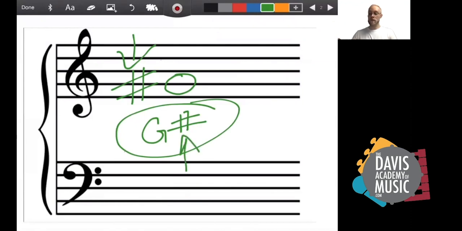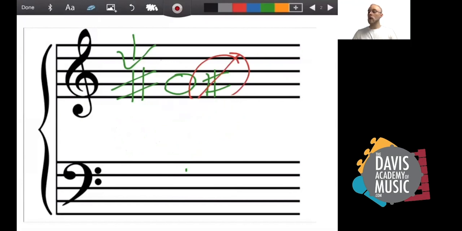So a lot of people confuse that and try to write a sharp before there, or maybe they write the sharp after the note. But once the note's played, you can't modify it. So you always have to modify the note before it's played. So on the staff, you always want to put the accidental right before the note.